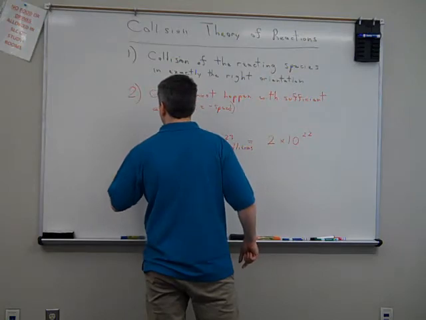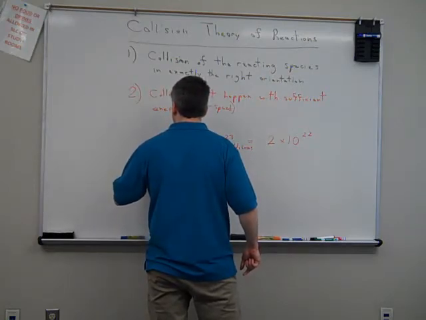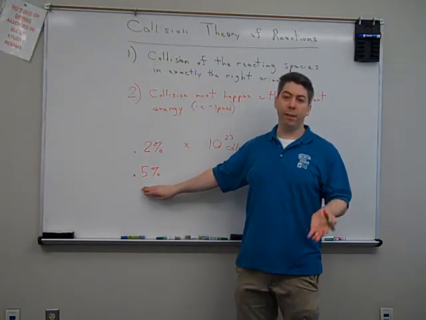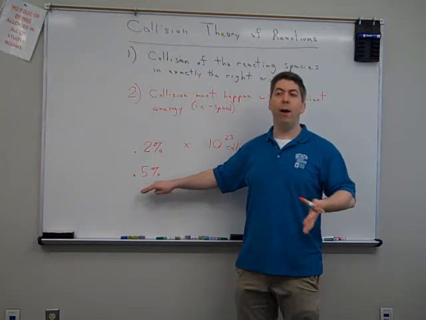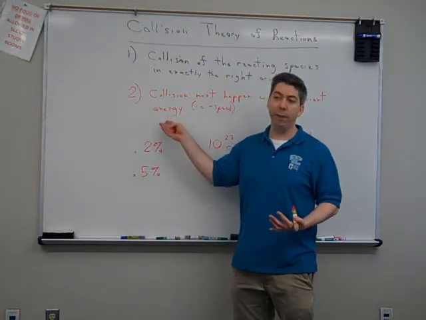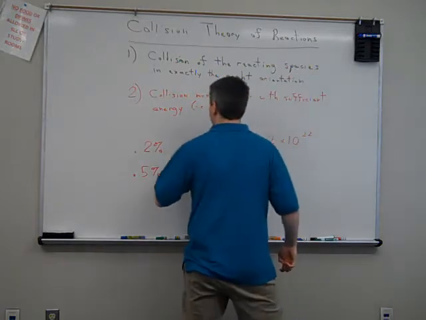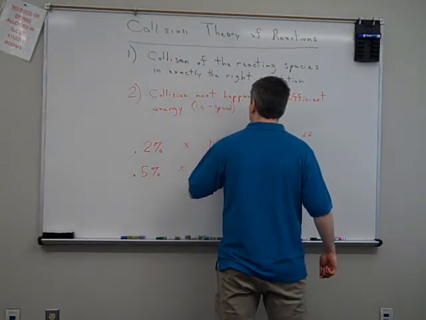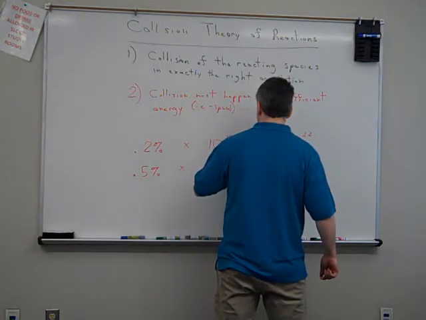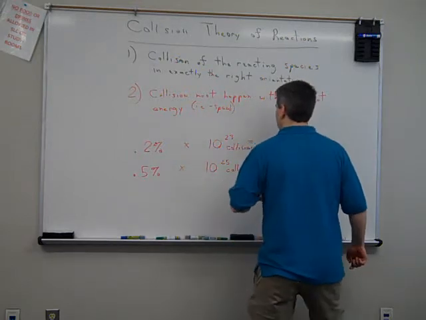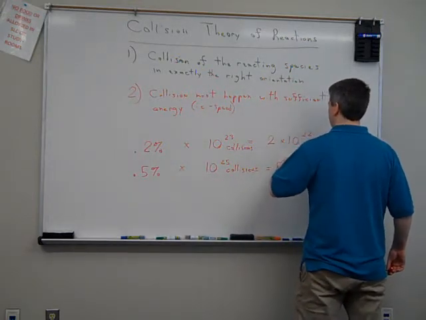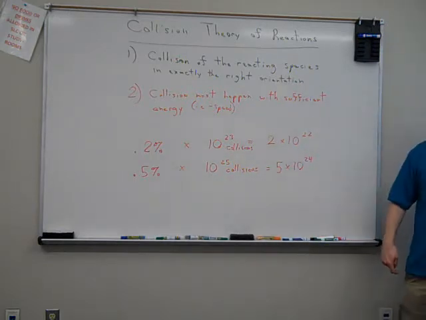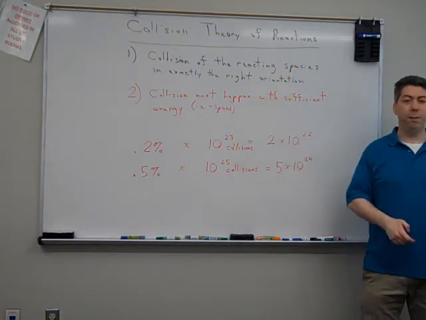But if more of the collisions have the sufficient energy they need to react, then that increases the percentage of successful collisions. A higher percentage of the collisions will be successful because they'll have sufficient energy. However, it also increases the number of collisions. So instead of 10 to the 23rd collisions, maybe you have like 10 to the 25th collisions because they're moving so much more quickly. So now you have 5 times 10 to the 22nd successful reactions. So heat actually affects both of these in a positive way.